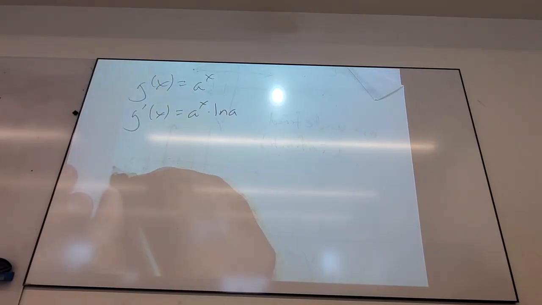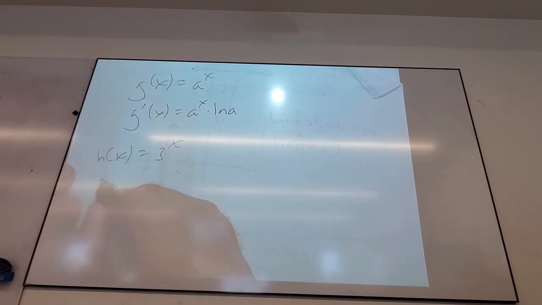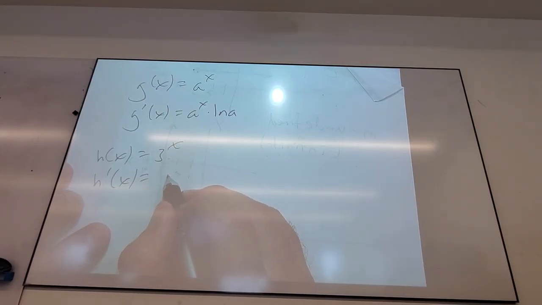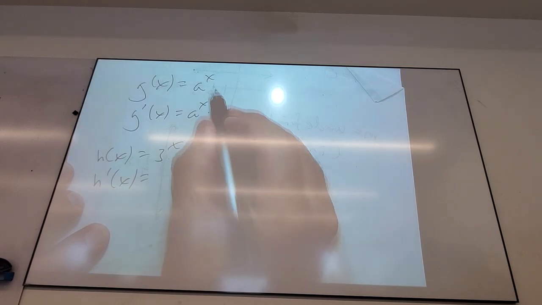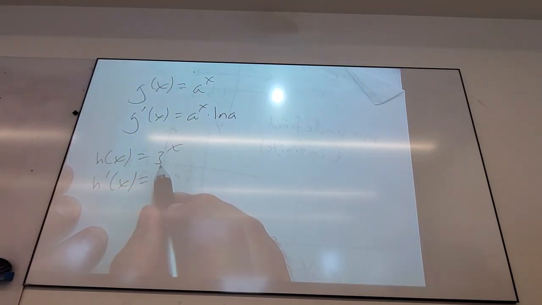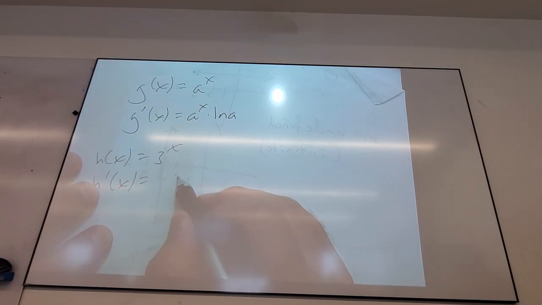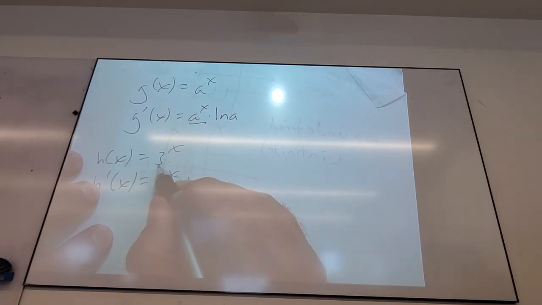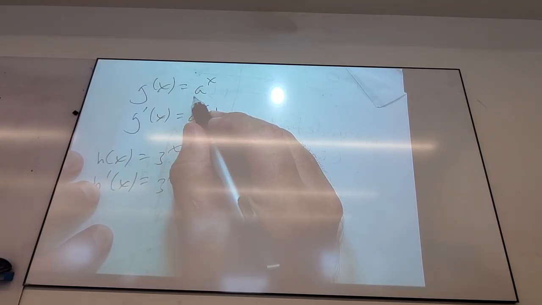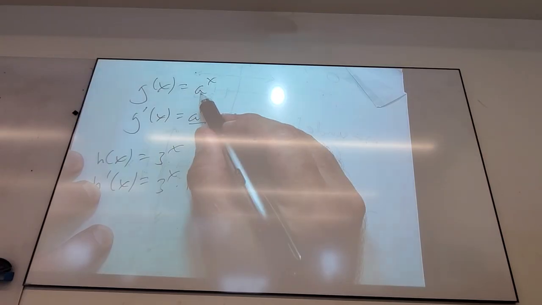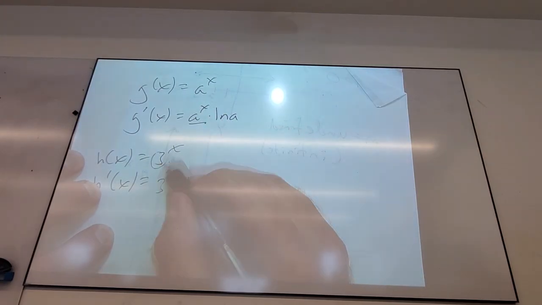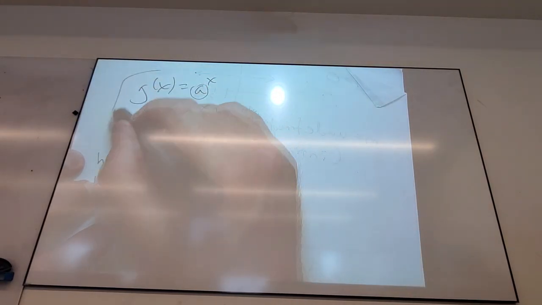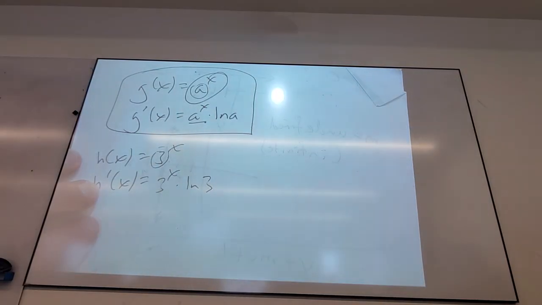So if I had a function 3 to the x like we did earlier, what's its derivative? You could do it, we know what it is for everything. 3 to the x times natural log of 3. Yes. If it's 3 to the x, what's a? 3, because that's what's there. So this is the rule for anything that looks like that.